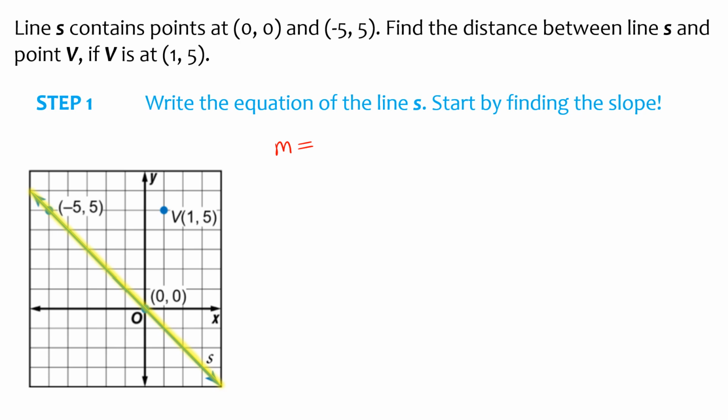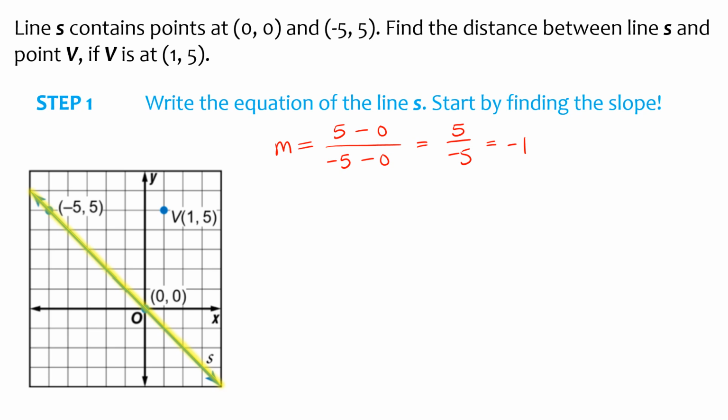So we might take our y-coordinate of 5 and subtract 0. Our run, take our x-coordinate of -5 and subtract 0. So really, that's just 5 over -5 or -1, which you might have also been able to tell just by looking at the graph, which also works.